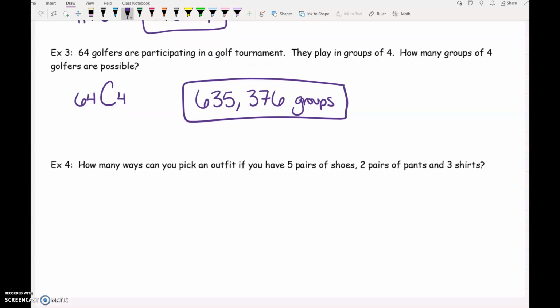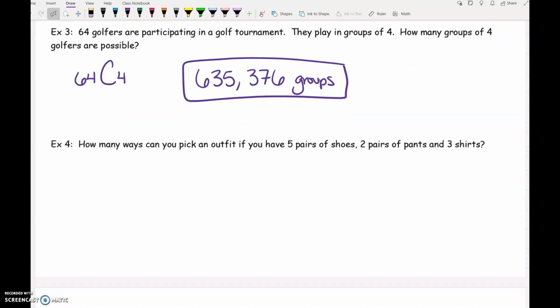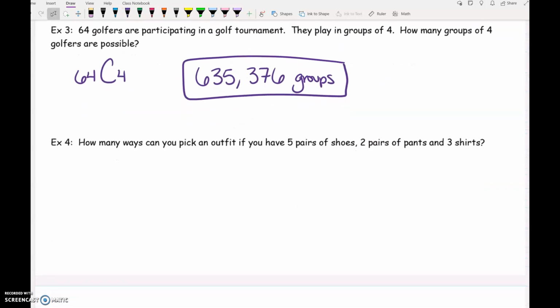How many ways can you pick an outfit if you have 5 pairs of shoes, 2 pairs of pants, and 3 shirts? So we have shoes, pants, shirts. 5 pairs of shoes, 2 pairs of pants, 3 shirts. That would be 30 outfits.